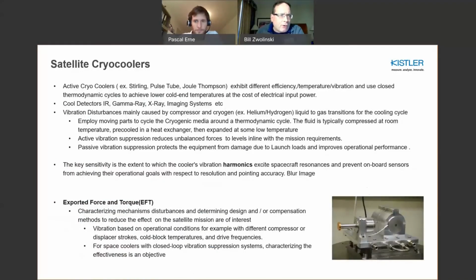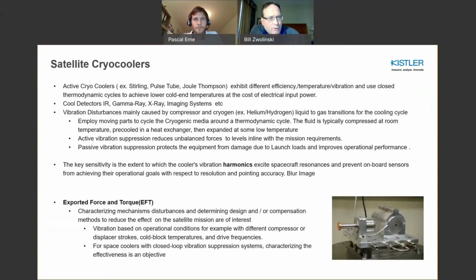As far as satellite cryocoolers go, cryocoolers are devices which cool detectors, and they could be IR detectors, gamma ray detectors, X-ray imaging systems, and so forth. There are various different technologies that are used in cryocoolers. There's a lot of technological expertise with this technique, and a lot of evaluation going on. What's often of interest is what the harmonics are, how they can excite the spacecraft resonances, for example, and how this impacts the overall mission. So understanding the exported force and torque is absolutely critical.